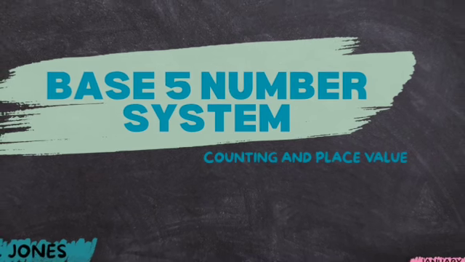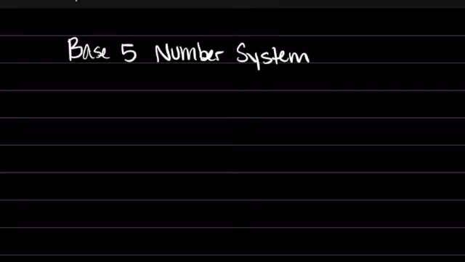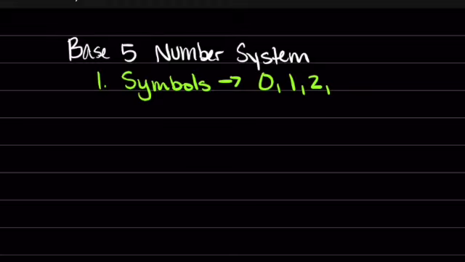In this video, we are going to discuss the base 5 number system. There are two rules to follow in the base 5 number system. The first rule is about the symbols that you can use. It's a base 5 number system, and therefore there are 5 symbols that can be used to represent values. Those symbols are 0, 1, 2, 3, and 4. And these are the only symbols that are used in the base 5 number system.